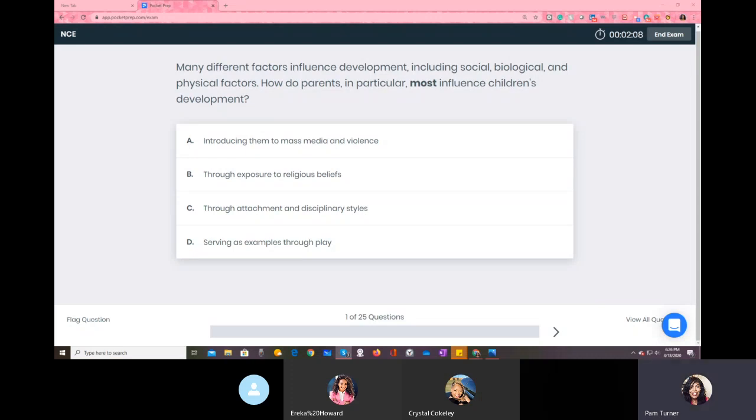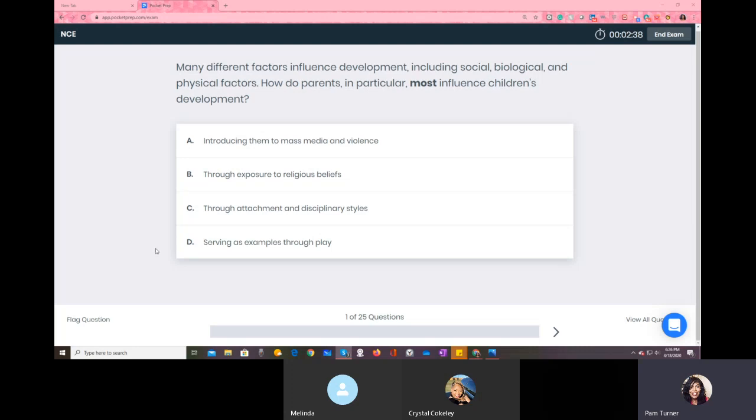Okay, through attachment and disciplinary styles. Now, all parents do some sort of attachment and some sort of discipline. And then serving as examples through play. Okay, so not all parents play with their kids. So I'm looking for the most. And when I have a most question, the assumption is that a lot of those things might be correct, but what would most parents do?